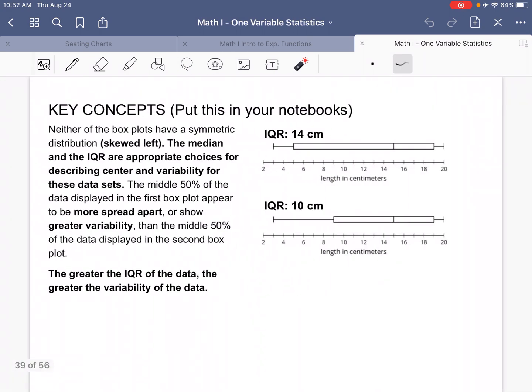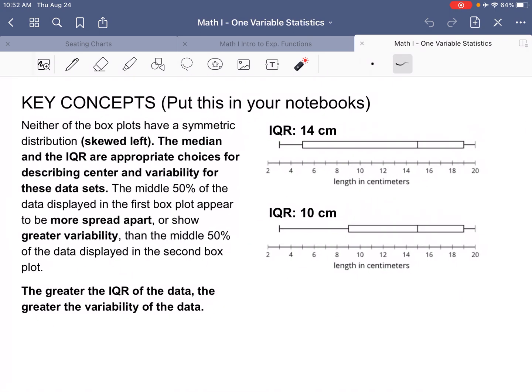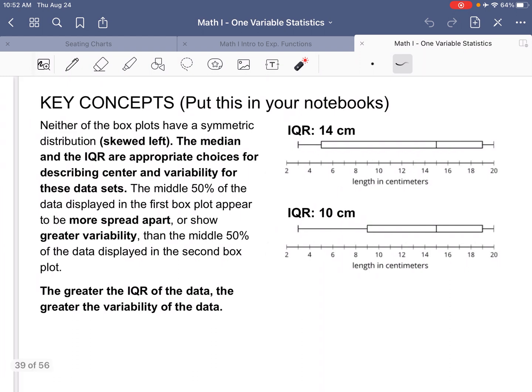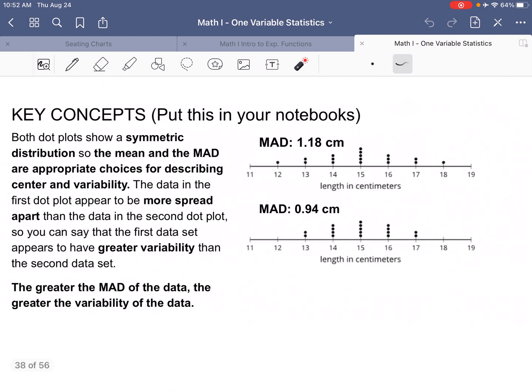Remember, looking at IQR, more variability means a bigger IQR. More variability means a bigger mean absolute deviation, MAD. The bigger the MAD, the more the variability. The bigger the IQR, the more the variability.